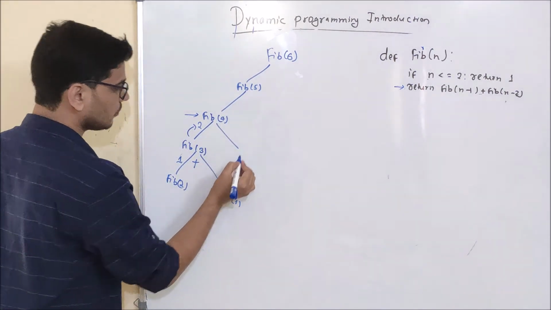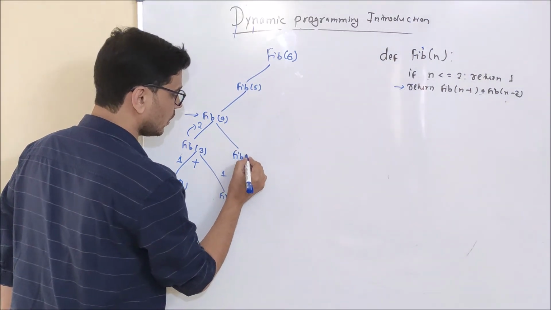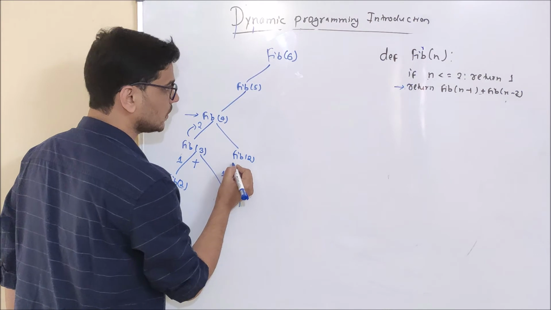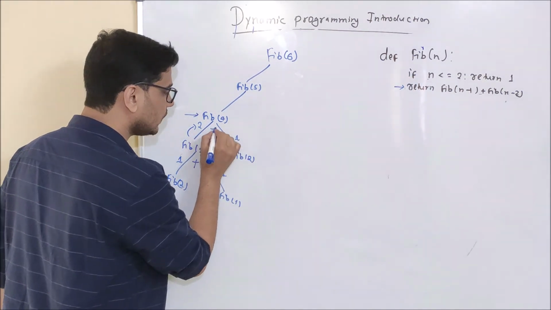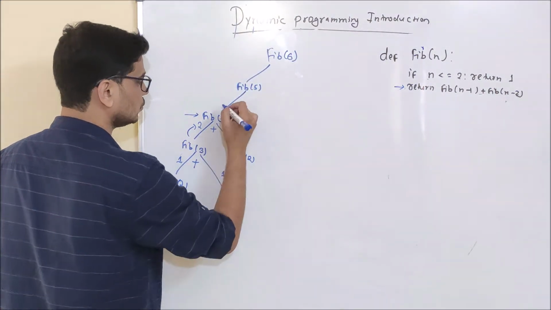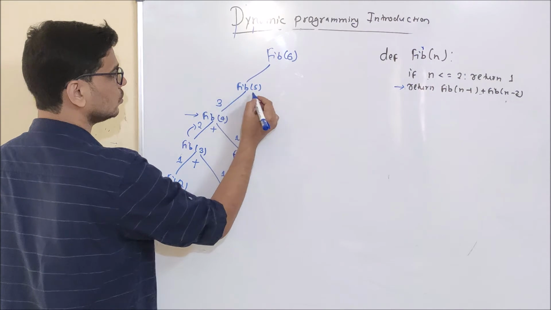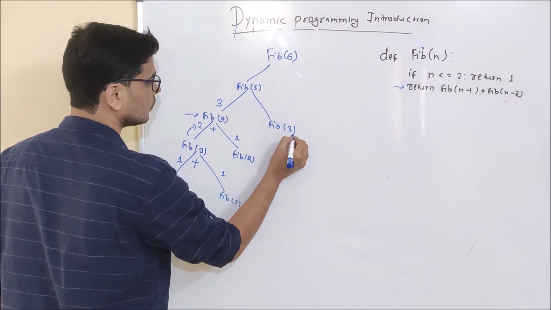Then fib of 4 will call its right part. That is, fib of 4 will call fib of 2. And when fib of 2 is called, this condition will be true and 1 will be returned from here. Then fib of 4 will sum these two and will return 3 to fib of 5. Then fib of 5 will make a function call to fib of 3.